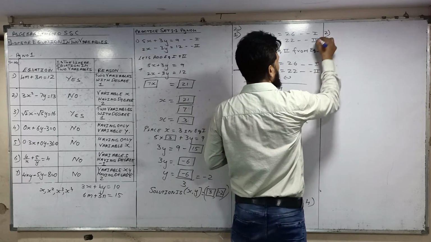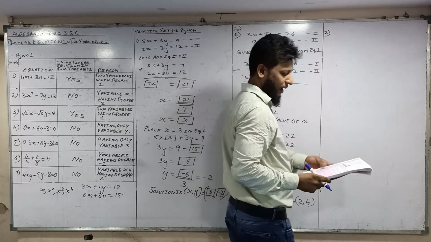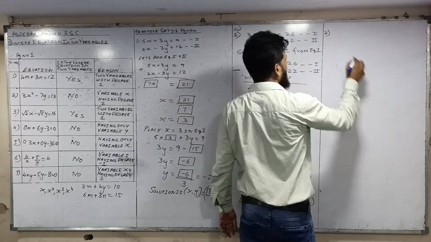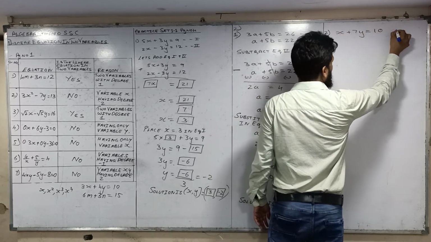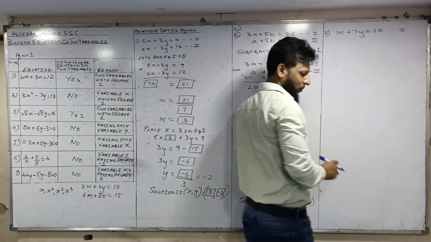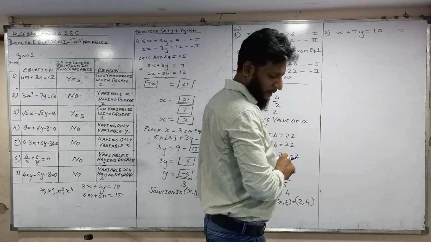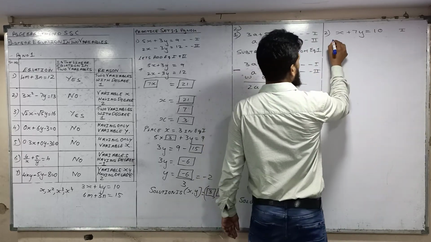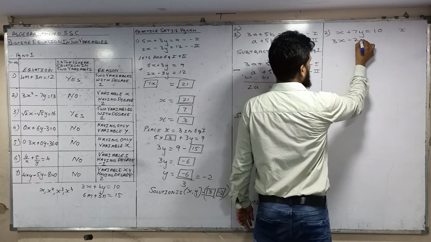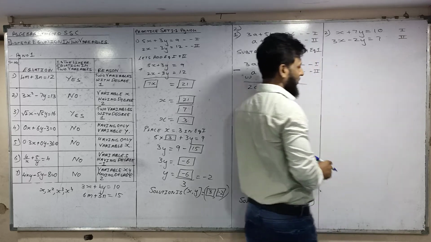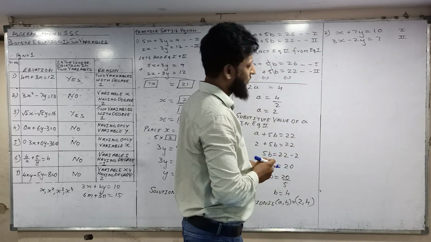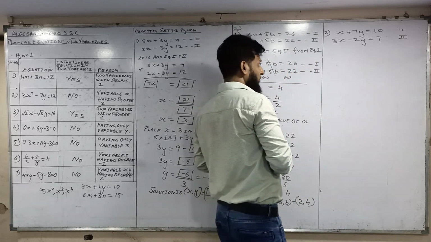See, second sum, what is the equation? x plus 7y is equal to 10. This is our first equation. And 3x minus 2y is equal to 7. This is our second equation.